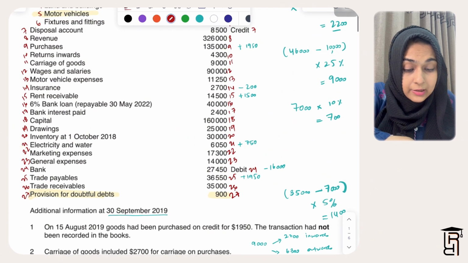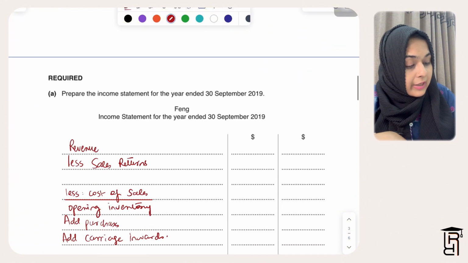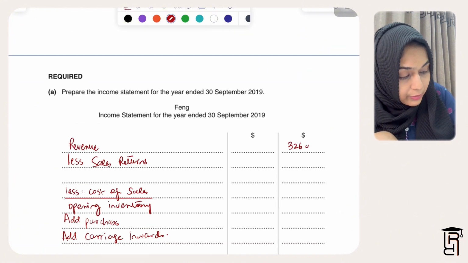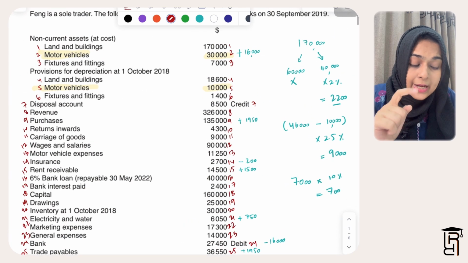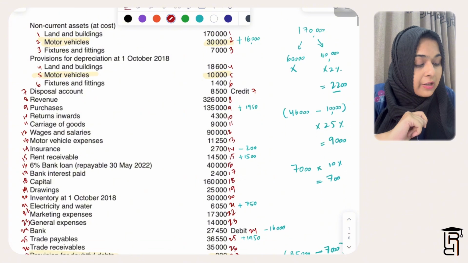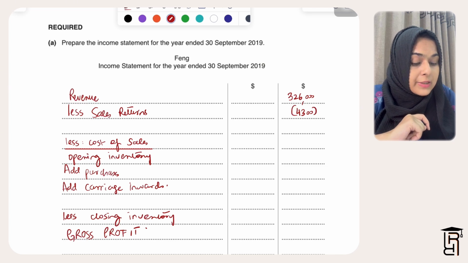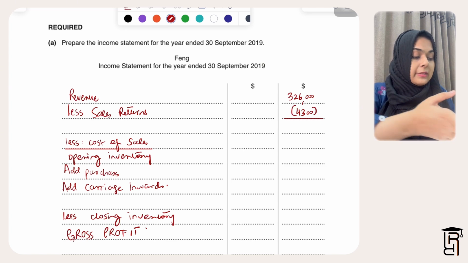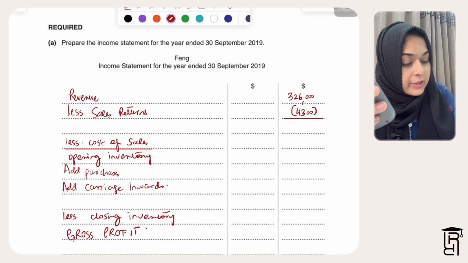Revenue here is the eighth value, so it is 326,000. So I'll directly write here 326,000. And then I need to write sales returns. Sales returns here is return inwards. It's the 10th value and it's 4,300. So I'll write here 4,300. I need to subtract sales returns because sales returns is not part of revenue. Customers have returned goods to us, which means that is not counted as our revenue. So 326,000 minus 4,300 will give me 321,700. This is my net sales.